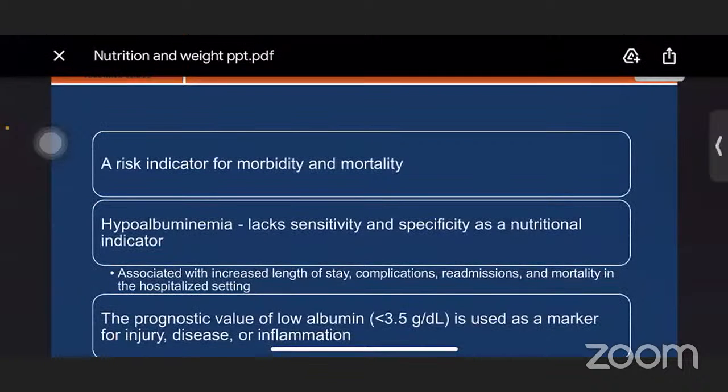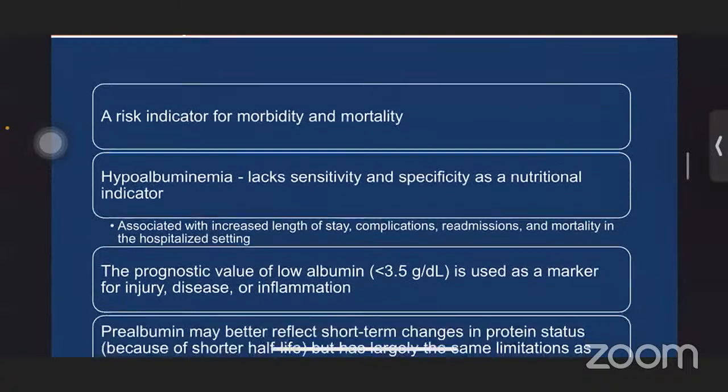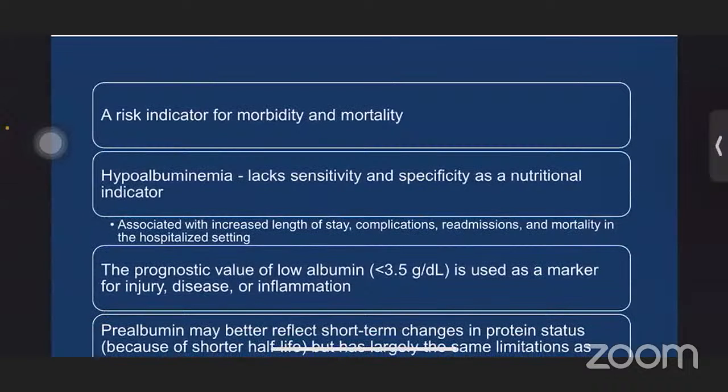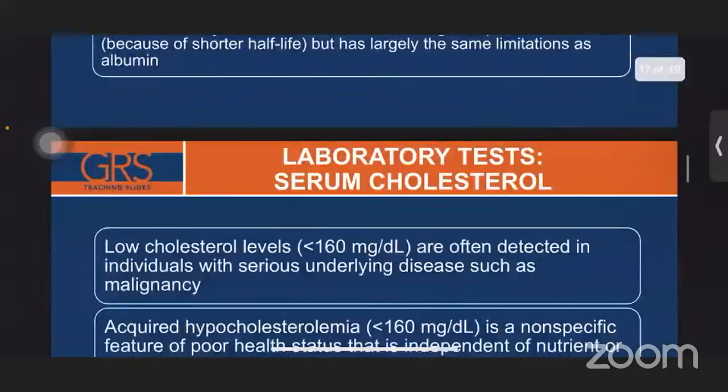The laboratory tests that we are supposed to do, which are indicated for morbidity and mortality, would be albumin. Hypoalbuminemia lacks sensitivity and specificity as a nutritional indicator, but the prognostic value of low albumin, that is less than 3.5 gram per deciliter, is used as a marker for injury, disease, or inflammation. Prealbumin may better reflect short-term changes in protein status, but has largely the same limitation as albumin.